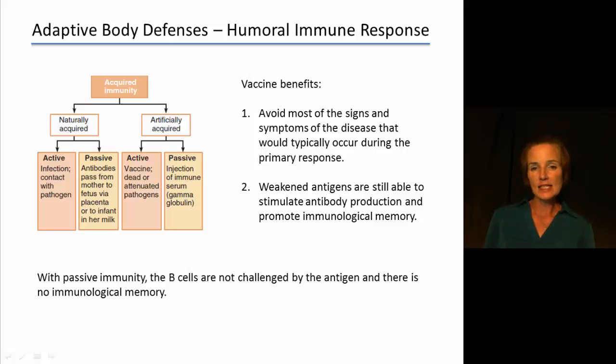One difference in passively and actively acquiring immunity is that with passive immunity, the B cells are not challenged by the antigen, and since they're not challenged by the antigen, there's not going to be any immunological memory.